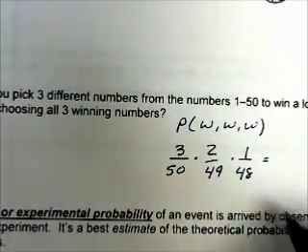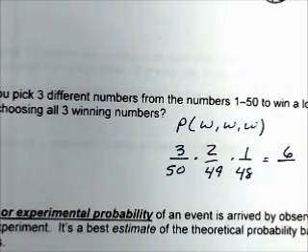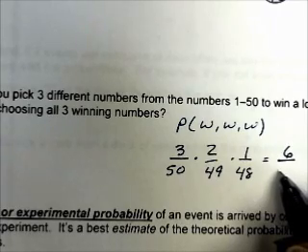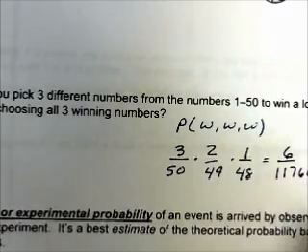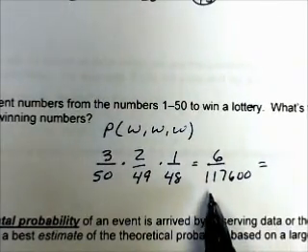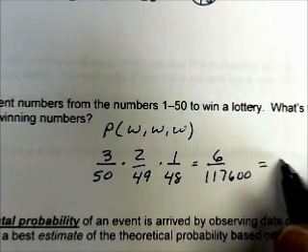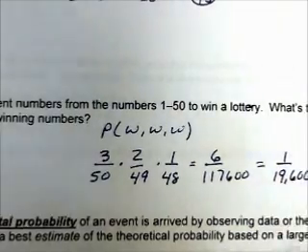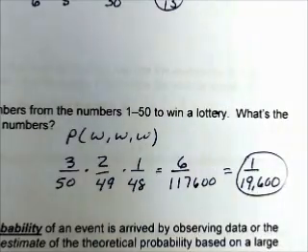Okay, and if I multiply that, that's 6 over 50 times 49 times 48 is 1,760, which reduces to, 117,600, which reduces to 1 over 19,600. Your chances are very small, very slim.